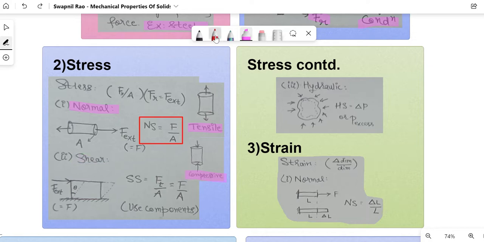So shear stress would be tangential force by area. So that's why I've written use components, which means that let's say this area was at an angle, so let's say some theta angle.